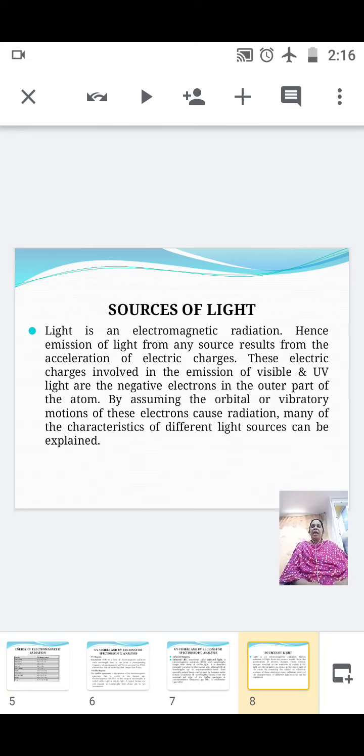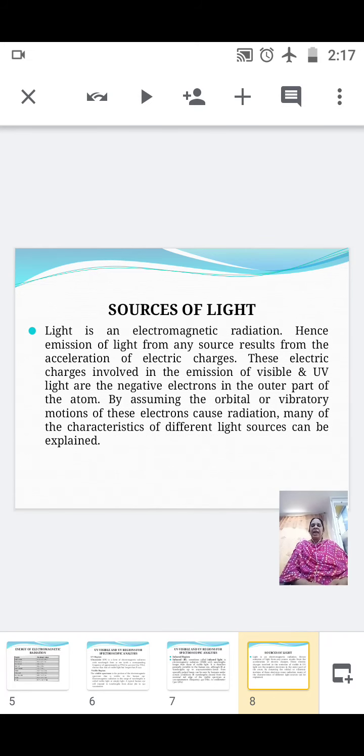So light is an electromagnetic radiation. Hence, emission of light from any source results from the acceleration of the electric charges. These electric charges involved in the emission of visible and ultraviolet light are the negative electrons in the outer part of the atom. By assuming the orbital or vibratory motions of these electrons cause radiations, many of the characteristics of different light sources can be explained later.